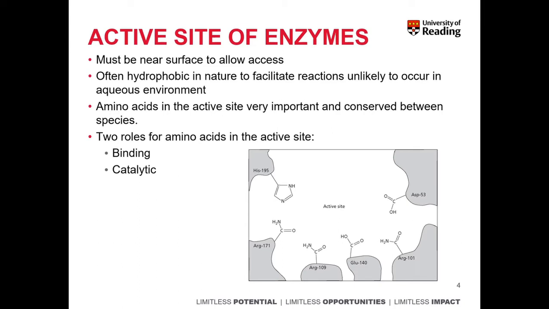Now, here we can see an example of an active site and a selection of amino acid side chains that are present within that site. And so, for example, groups such as carboxylic acid groups or amino groups may form hydrogen bonds with the molecule to hold it in place. This could then allow other side chains such as histidine or other carboxylic acid groups to then catalyze and take part in the reaction. But each amino acid will have its own distinct role.